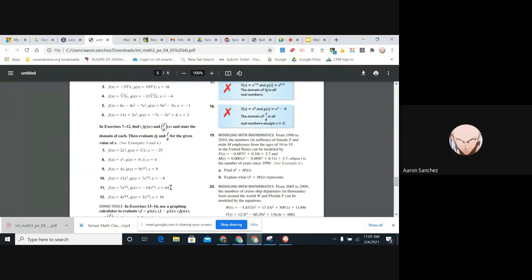So 11 is f of x. Well, let's read the instructions. Exercises 7 through 12: find f times g of x and f divided by g of x and state the domain of each. Then evaluate f times g and f divided by g for the given value of x. So it's the same thing except I'm multiplying and dividing. f of x equals 7 times x to the 3 halves. And then we'll say g of x.